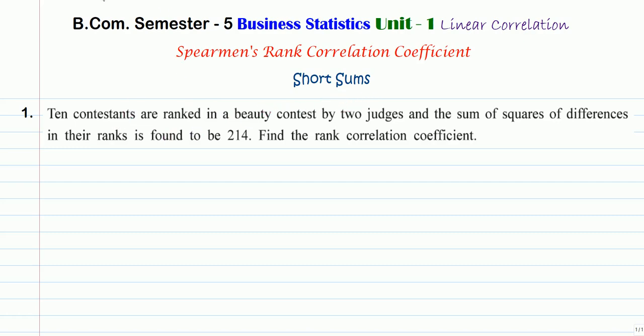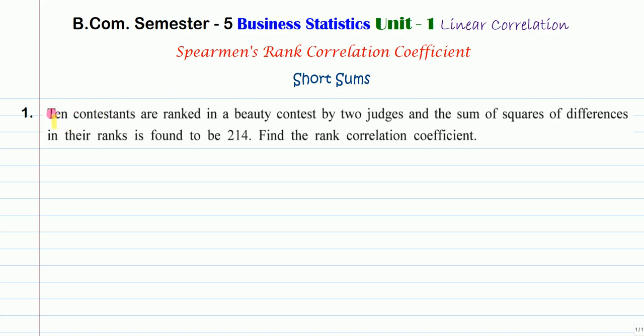Okay. See what is our first sum? 10 contestants are ranked in a beauty contest by two judges and the sum of square of the differences in their ranks is found to be 214. Find the rank correlation coefficient.